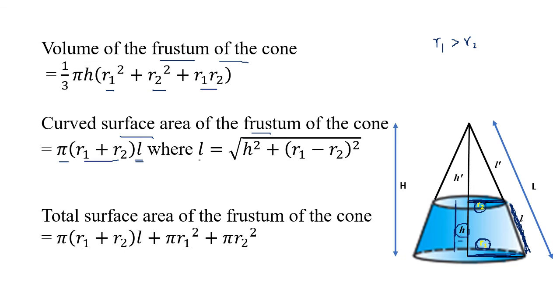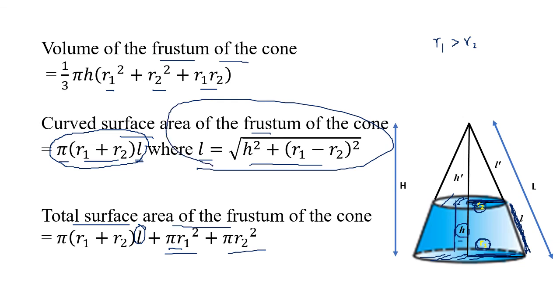How do you find the L? L is under root h square plus (R1 minus R2) the whole square. And to find the total surface area of the frustum, you take this curved surface, add the bottom circle and the top circle, and you get the total surface area of the frustum of the cone. So L is found out by this formula.